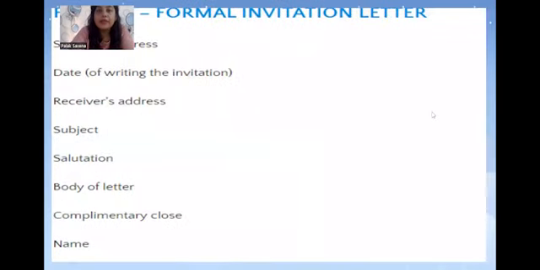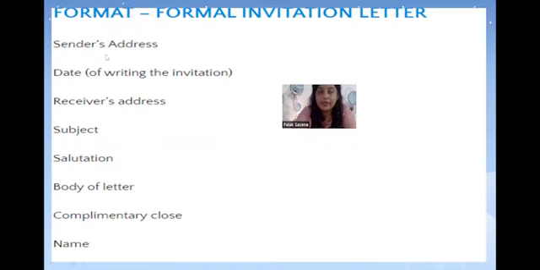Now we'll come back to the formal letter, formal invitation letter. So what is the step here? You will write the sender's address, you will write the date, then the receiver address. It is, I think, the same format that we use in a letter. Next is the subject, then the salutation, then the body of letter, complimentary clause, and your name. At the end, you're going to write your name. Do not forget to write the name.